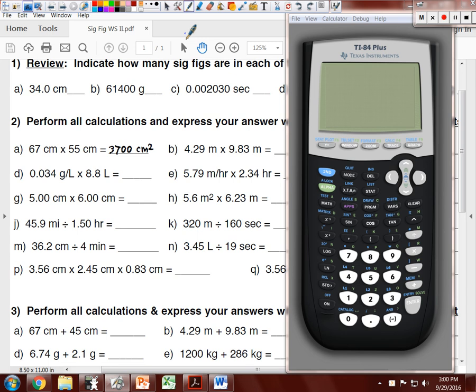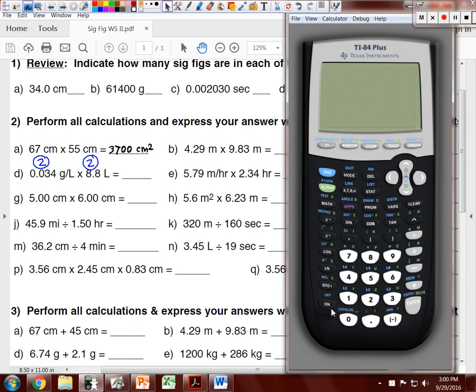All right, so 0.034. Would you all agree that's 2 significant figures? Okay. 8.8. That's also 2 significant figures. Agree or disagree? Agree? So what I'm going to do is I'm going to plug this into my calculator. It is 0.034 times, not divided by, times 8.8, and that's what's going to pop up. Okay. Now, I need 2 significant figures, and this is a really weird one to start out on, but I think it works really well.